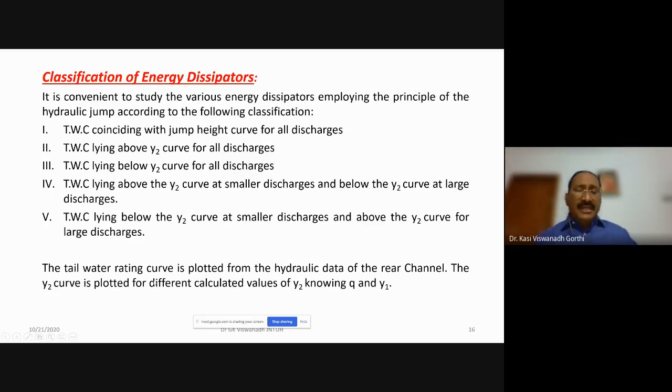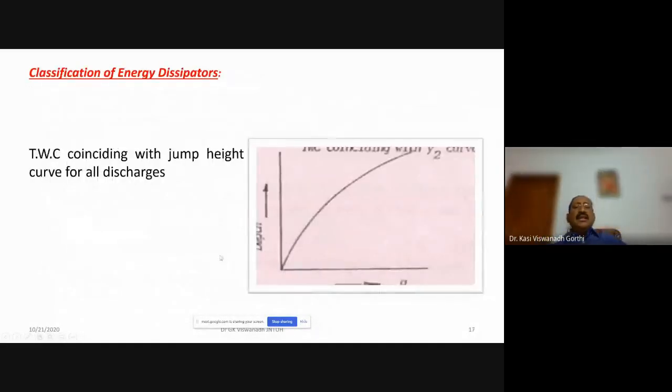The tailwater rating curve is plotted from the hydraulic data of the rear channel. The y2 curve is plotted for different calculated values of y2, knowing the values of q and y1. We have already seen the equations relating the initial depth and the sequent depth and small q. Once you know the small q and y1, y2 can be known. The value of y2 versus the discharge q provides you the jump height curve. Similarly, the tailwater curve can be drawn. So the discharge q versus the depth will give you the corresponding curves.